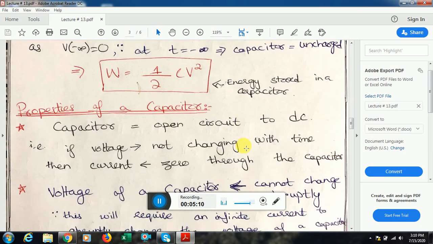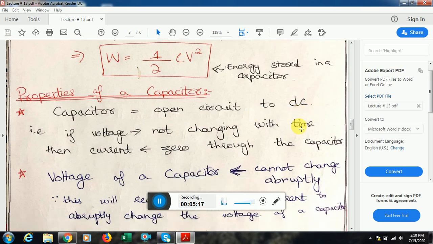Properties of capacitors: a capacitor is an open circuit to direct current because it depends upon the variation in voltage.